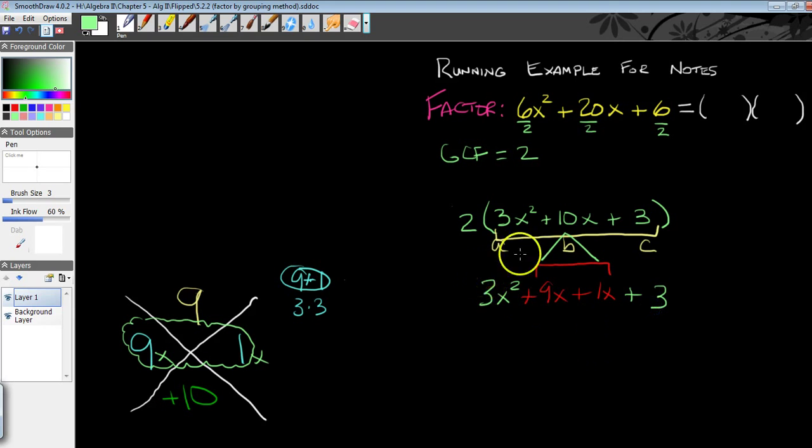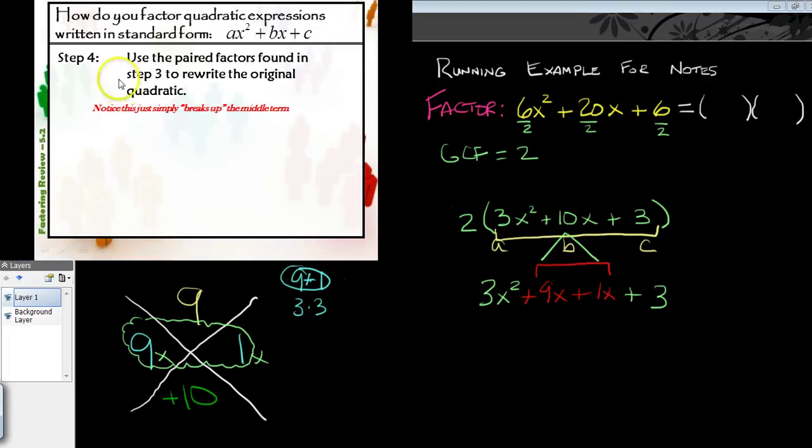So that right there is step number 4. I took my paired factors, and again, it wouldn't matter if 1 is right here and 9 is right there. I just make this one 1x and that one 9x. It's still going to work out. It's beautiful. So that's it. So there is step number 4.